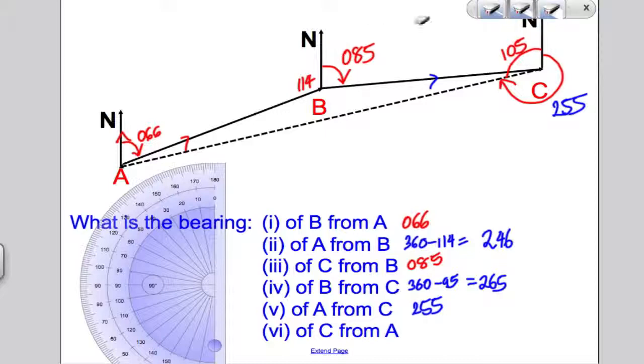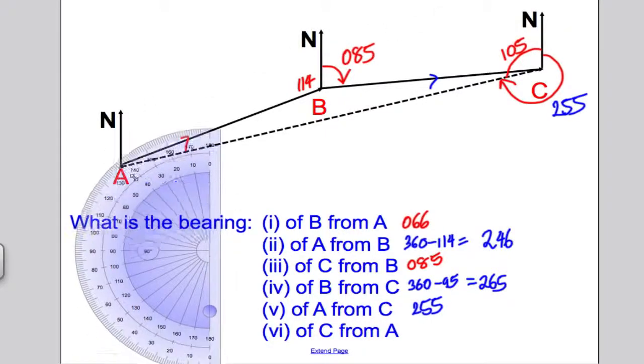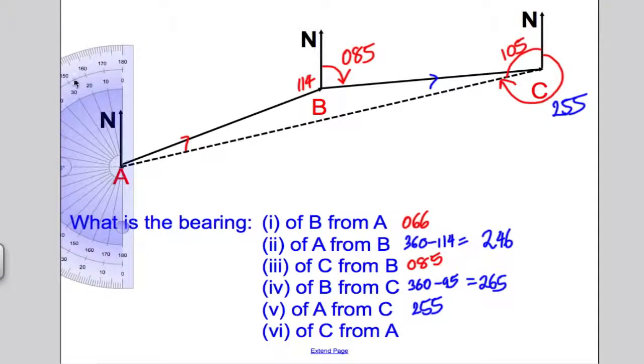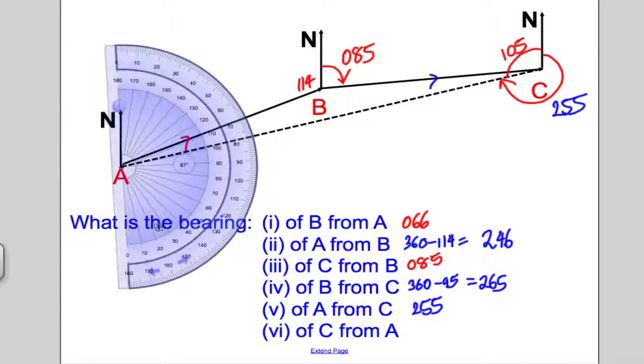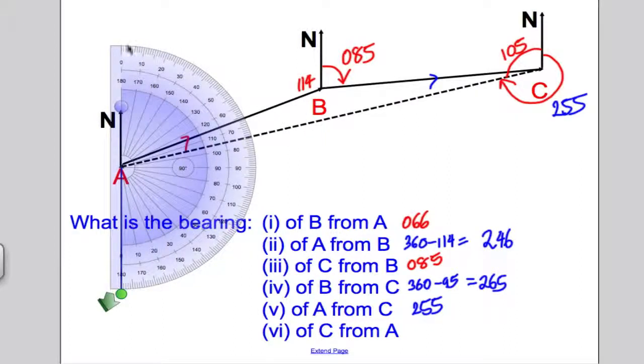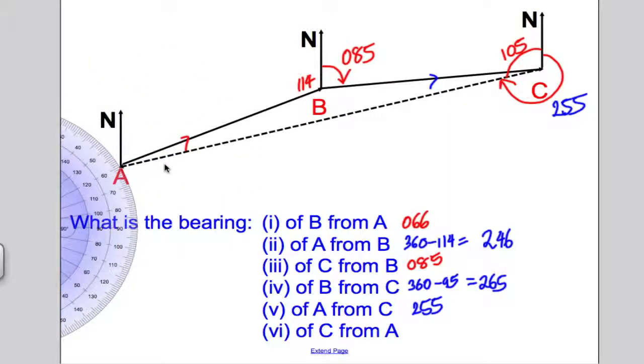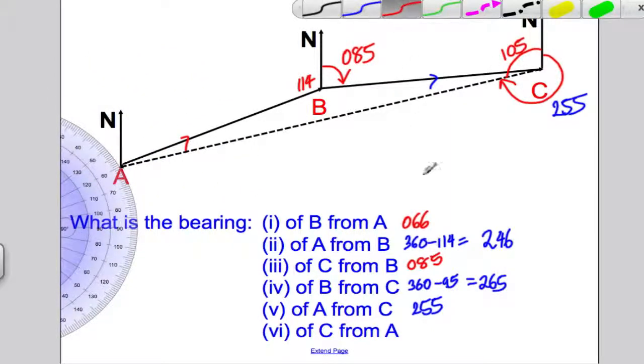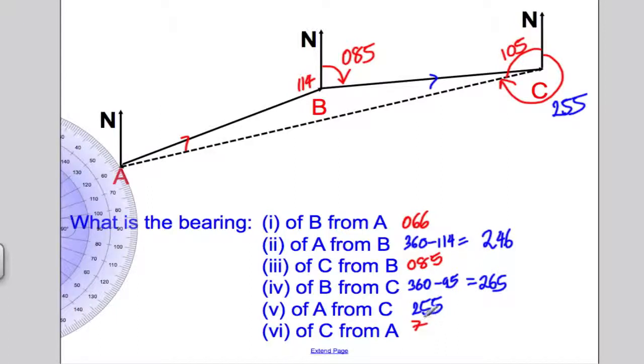Okay, what about C from A? Well, all we're doing here, forget this here, we're starting at A and we want to get to the line that gets us to C. So put our line there, measure from the north until we get to this line here, and it's going to be 75 degrees. And we knew that anyway because they should be interior or C angles. So that's 75. But again, we don't write it like that, we write 075 because it's a bearing. Okay, and that's really about as hard as it could get measuring bearings.